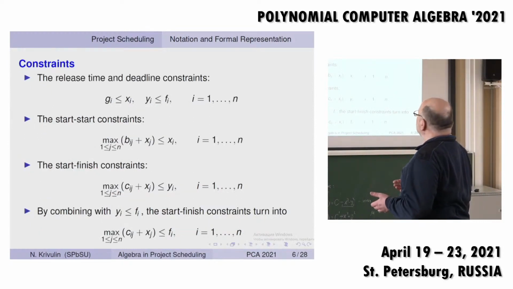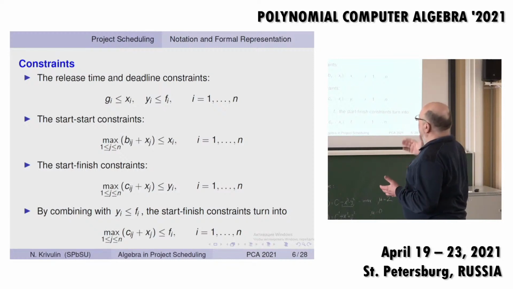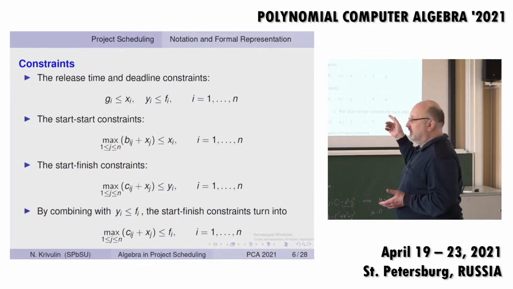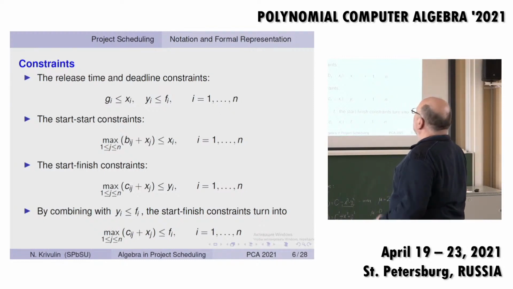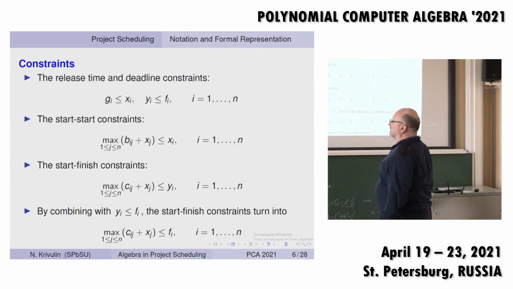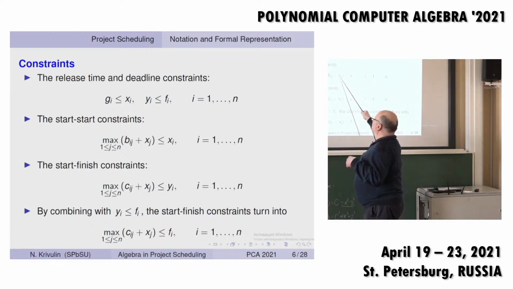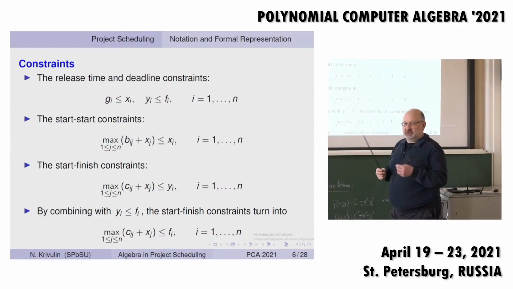As a formal representation of our constraints, we can write these inequalities. The first two inequalities are obvious, and the second inequality in this line is also quite understandable. We have to represent the idea that the start time of activity i is not earlier than the start time of other activities j plus the lag b_ij, and we have to make all these constraints satisfied, and because of that we combine them using the max operator.